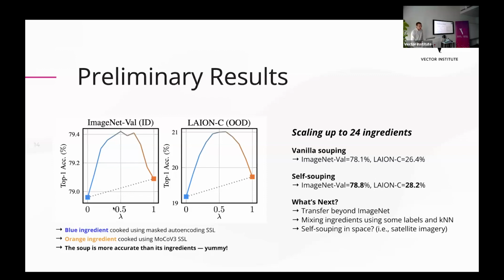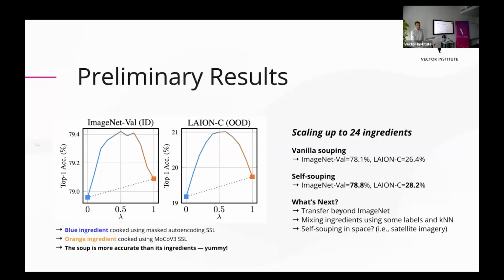And if we average the weights in a 50-50 mix, we get higher accuracy than either of them separately, and especially out of distribution, where we see this like 2% gain. In distribution, it's not as much, but it's still nice. And so of course, the soup is more accurate than its ingredients. And we can also scale this up to 24 ingredients, in which case we show that self-souping is better on ImageNet, so in distribution, and also out of distribution.